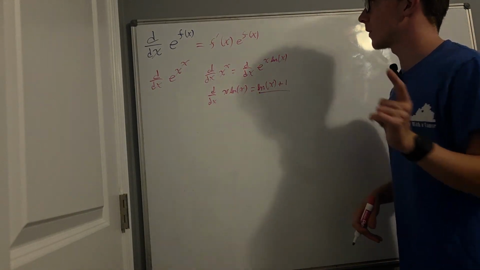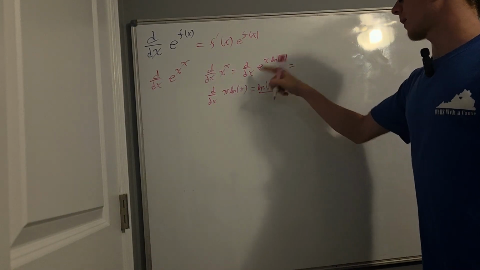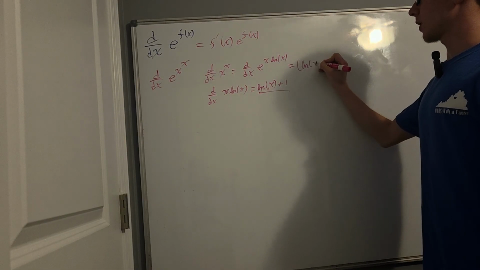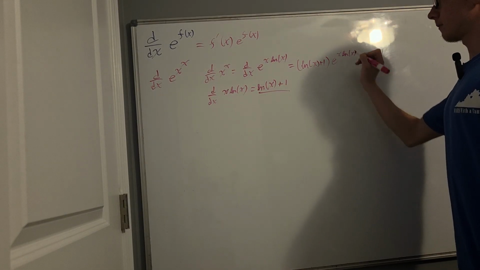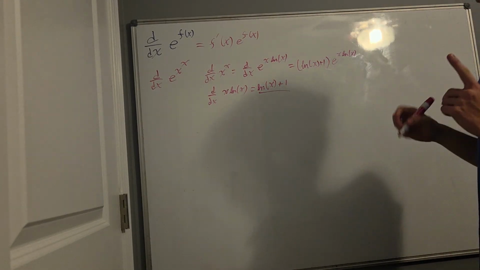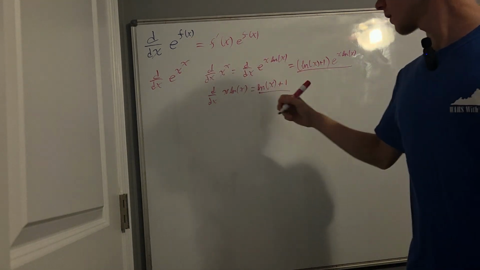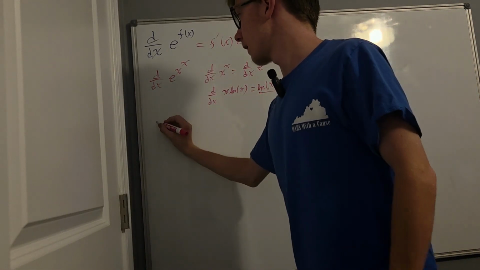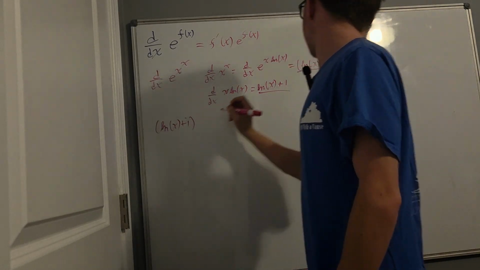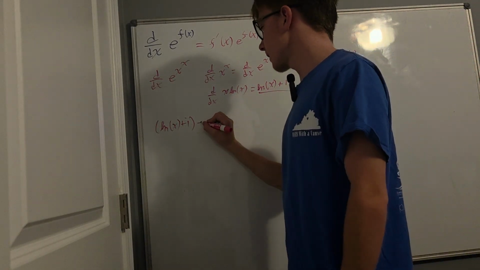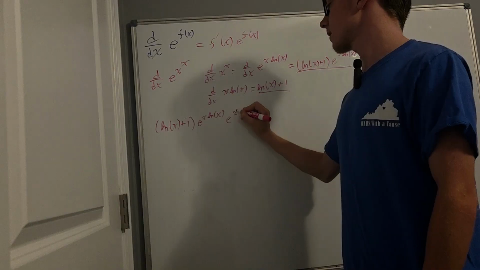Now we can just chain rule this. And we can use the same rule right here, where now this is going to equal ln of x plus 1 times e to the x ln of x. Okay, so now I have this, and using this formula right here, I can plug that in. So we have, first term is ln of x plus 1. Second term is e to the x ln x. Third term is x to the x.